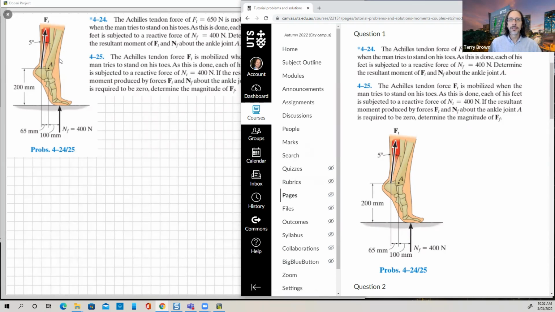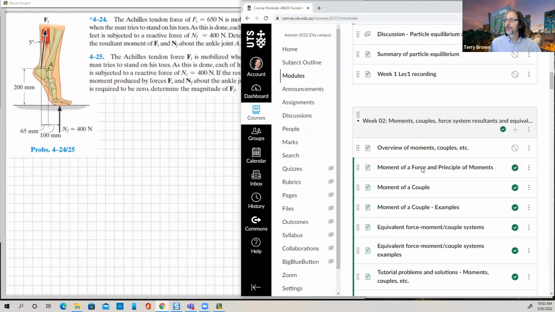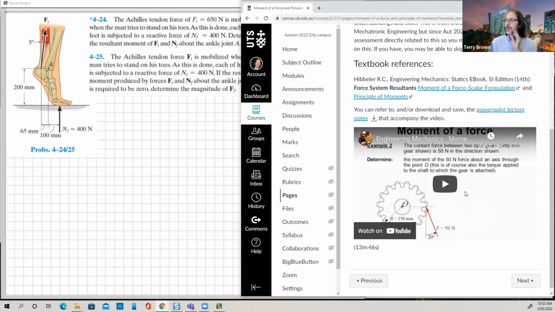One way to deal with it is to break this force up into components. As we were talking about dealing with components and how we draw components before, if we break this force up into components, the net moment of the two force components is equal to the moment of the original force itself, as in the pre-tutorial videos looking at moment of force and principle of moments.